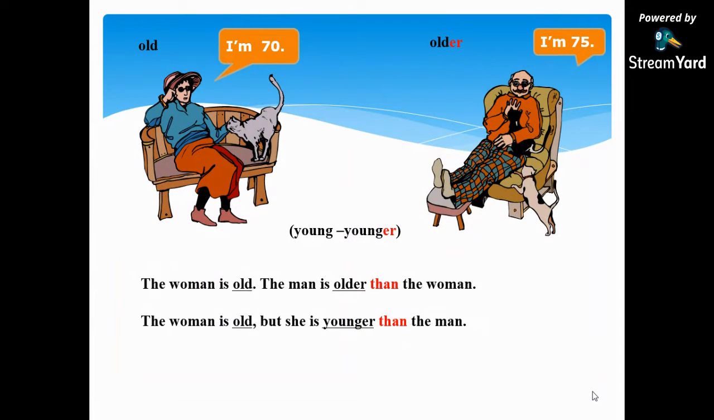Here we have some examples. We have a woman who said, I am 70 years old, and a man who said, I am 75. So it means that the woman is old, and the man is older than the woman. The woman is old, but she is younger than the man.